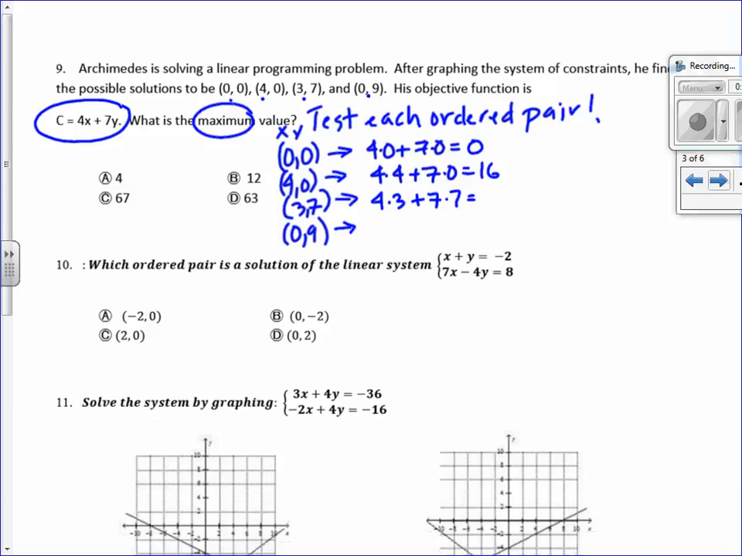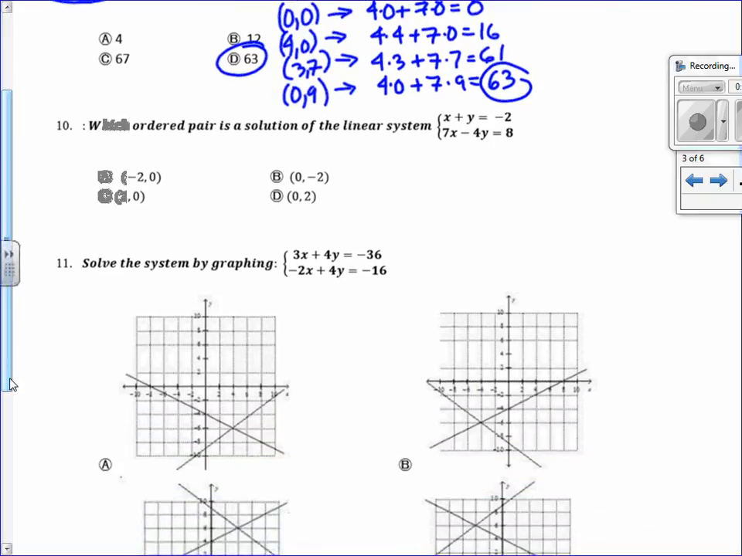All right, so I'm going to get my calculator out. 4 times 3 is 12. 7 times 7 is 49. So that gives me 61. And 4 times 0 plus 7 times 9. Well, 7 times 9 is 72, right? Or, I'm sorry, I made a mistake. 63, that's 7 times 9. So which is the maximum value? 63. All right. Number 10. Which ordered pair is a solution of the linear system? And so let's go ahead and just solve the solution.